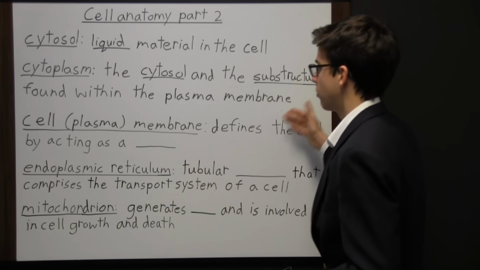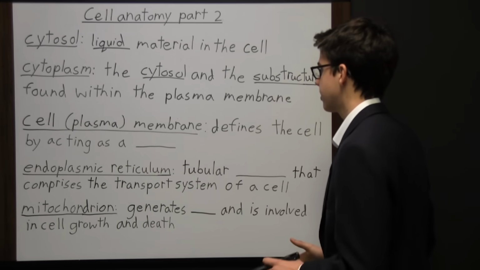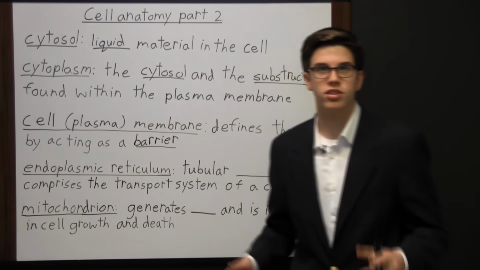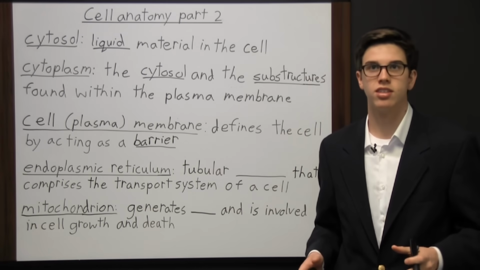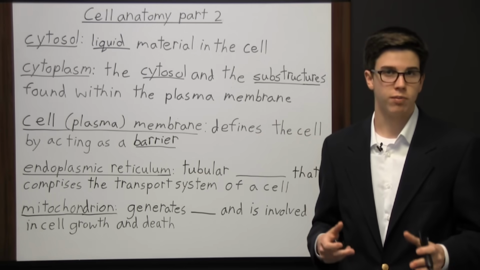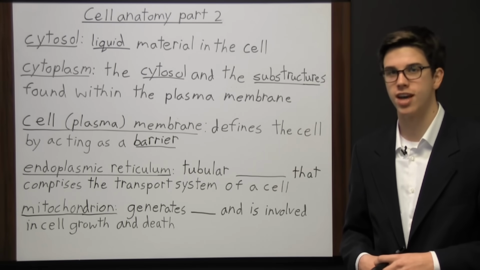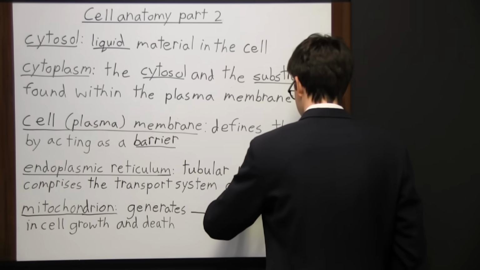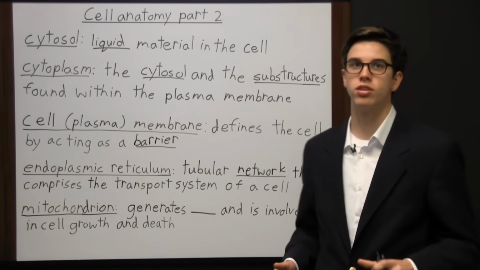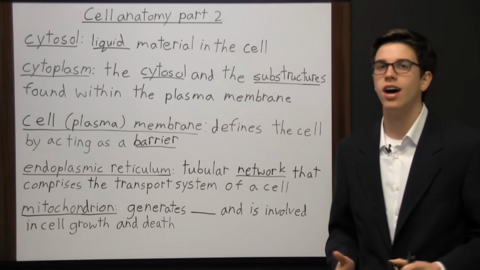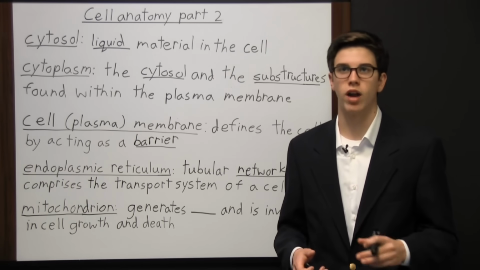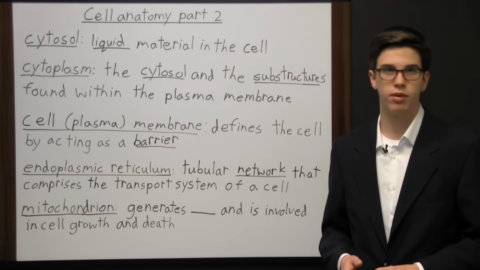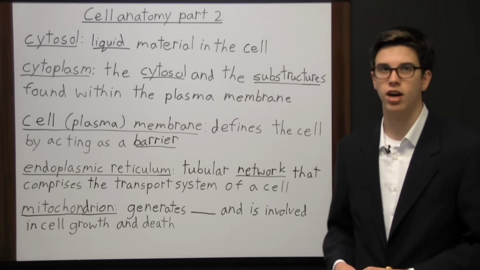And now we come to the plasma membrane, which can also be called the cell membrane, which defines the cell by acting as a barrier. And so the cell membrane helps keep cytoplasm in and substances located outside the cell out. It also determines what is allowed to enter and exit the cell. And then we come to endoplasmic reticulum, which is the tubular network that comprises the transport system of a cell. Now there's two types of endoplasmic reticulum. The first is rough, meaning it has ribosomes on the surface, and smooth, meaning it does not have ribosomes on the surface. It is fused to the nuclear membrane and extends through the cytoplasm to the cell membrane.